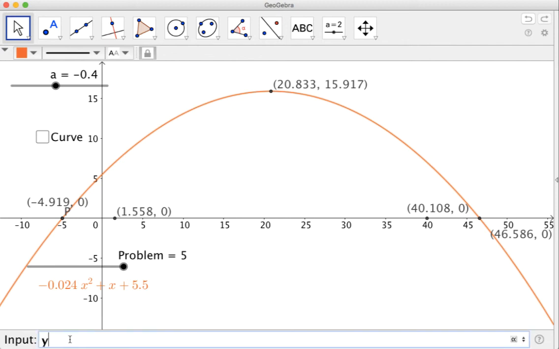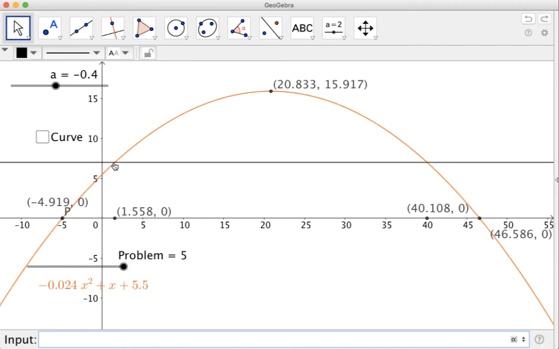We can also see, when we create the horizontal line y equal to 7, that right here this intersection point is where it reaches a height of 7. We can see that's the exact x value that we calculated here, and that it drops below 7 feet right here at this x value of 40.108, which we had previously calculated. So you could either have found the zeros of the original function minus 7, or you could have found the intersection points of the original function and the line y equal to 7.